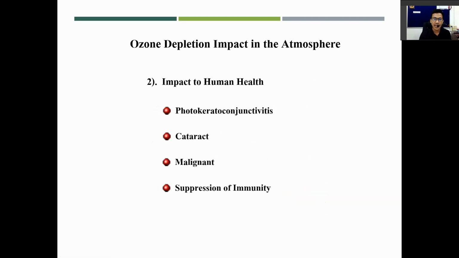Okay. Now for the impact on human health, I'm not gonna read these names. These are diseases relevant to skin problems, including skin cancer as well, that can occur after ozone depletion, because the UVB reaches the Earth and then goes right onto your skin.